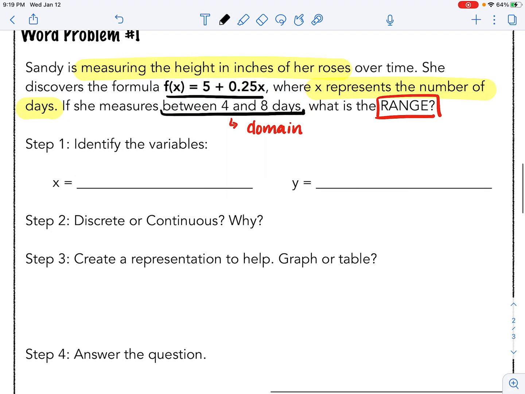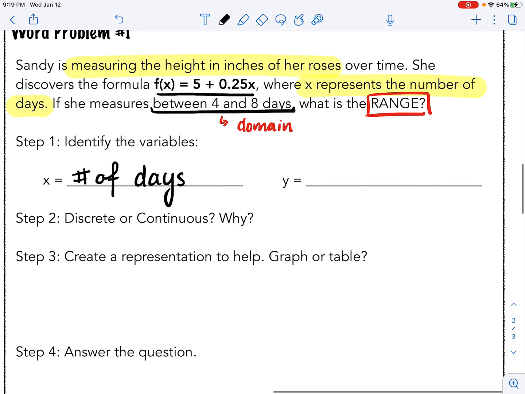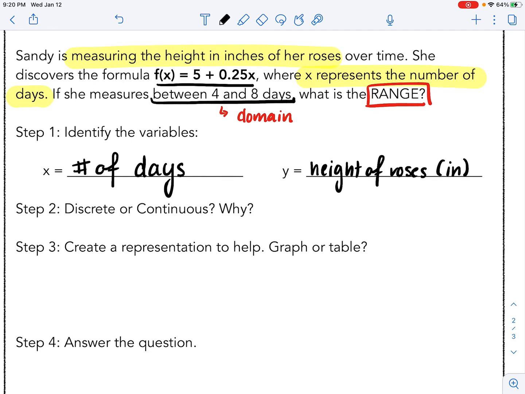You'll see why in a second. So, first of all, let's write the variables. X is the number of days according to my word problem. It did not tell us what Y is, but I know that she's measuring the height in inches of her roses. Okay, so we're going to write height of roses. This is in inches. This is important because we don't want to measure in feet or centimeters or meters on accident.